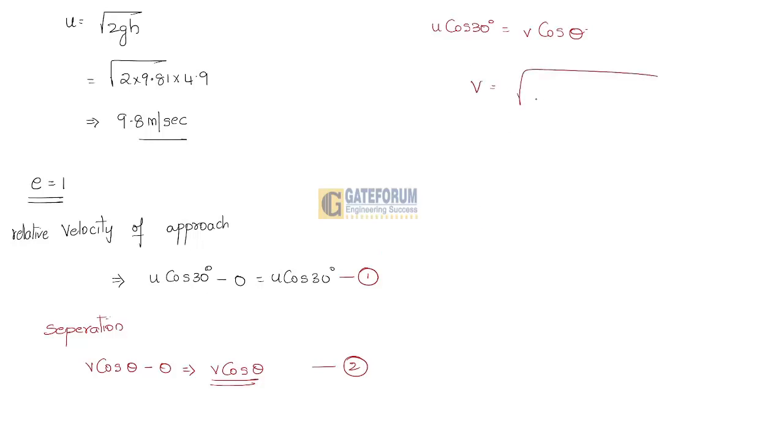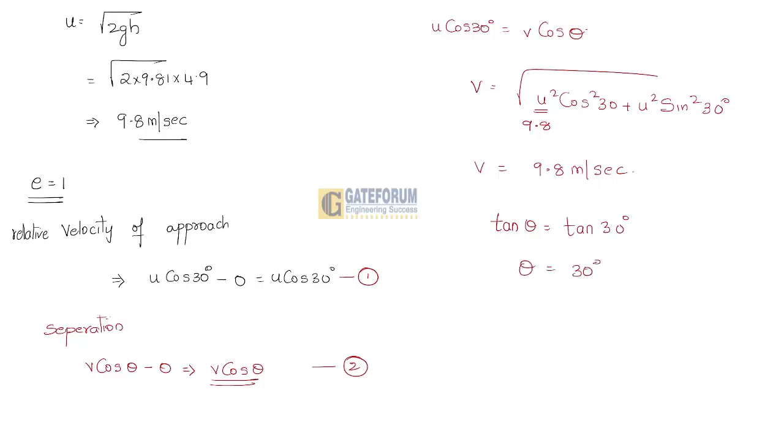V is equal to root of U square cos square 30 plus U square sin square 30, right? From here, find the value of V, because we know that U is equal to 9.8 meter per second. When I substitute, you will get V equal to 9.8 meter per second, right? Again, from equations 1 and 2, we write tan theta is equal to tan 30 degrees. So obviously theta will be equal to 30 degrees, right?